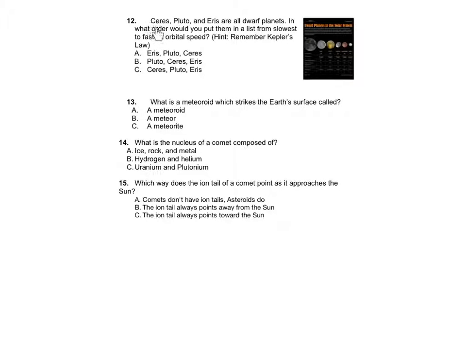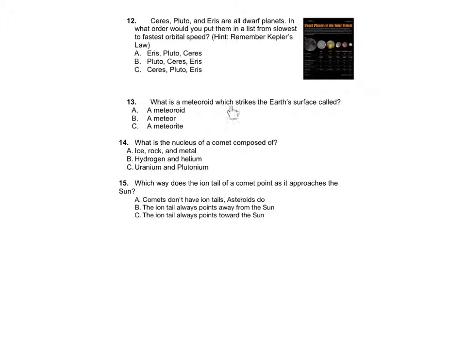Number 12. Ceres, Pluto, and Eris are all dwarf planets. In what order would you put them in the list from the slowest to the fastest orbital speed? Hint, remember Kepler's law. A. Eris, Pluto, Ceres. B. Pluto, Ceres, Eris. C. Ceres, Pluto, Eris.